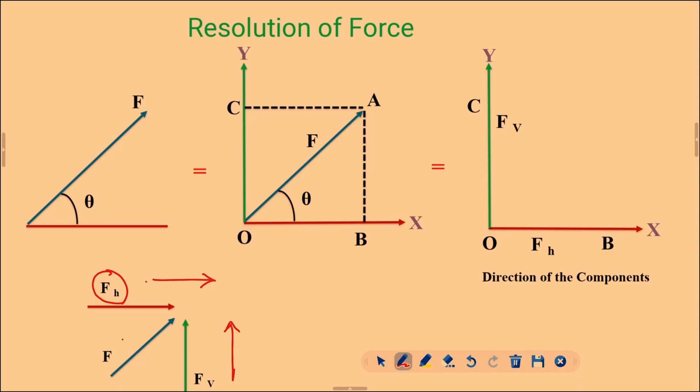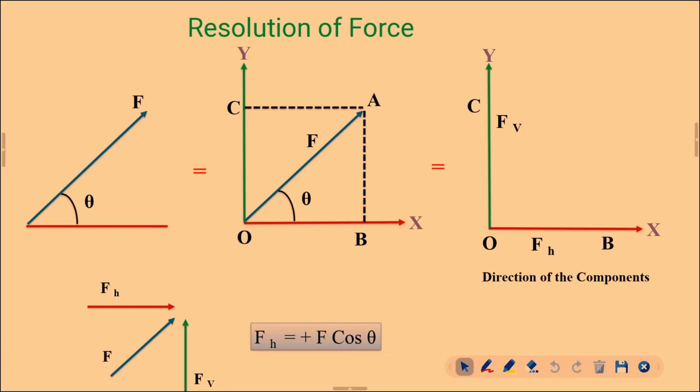Initially we know blue is our force. In order to resolve this, we have split this inclined force into two, horizontal and vertical forces. Finally, we need to represent how my forces are acting after finding the magnitude. The direction of the component is also necessary to specify. So, FH, in which direction is it acting? We know that in the previous case we saw left to right is positive, right? Left to right is positive. So, this horizontal FH is acting from left to right, so it is positive. So, positive F cos theta.